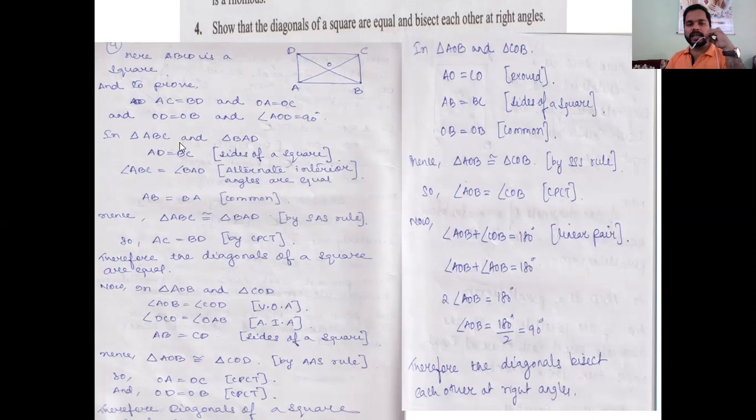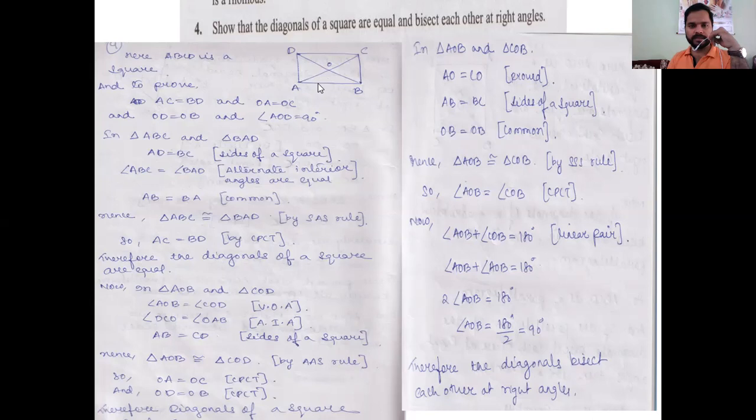Then, in triangle ABC and triangle BAD, AD is equal to BC because it's a square. Angle ABC is equal to angle BAD. Why? 90 degrees. Sorry. Mistakenly, I wrote here alternate interior angles are equal. It should be 90 degrees. ABC and BAD, 90 degrees.